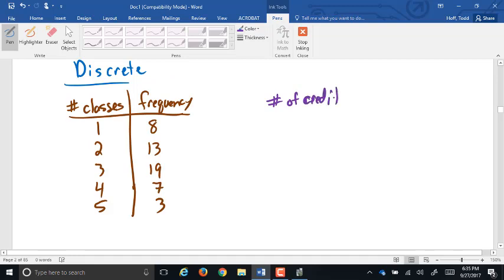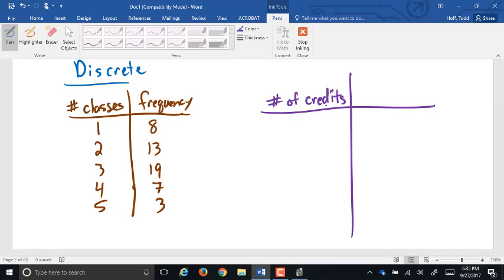If we change that question, though, rather than saying number of classes, and we asked for how many credits you're taking, well, we have students taking up to 19 or 20 credits. So going from 1 to 19, that's a lot of different numbers to list out. Probably more than we want to. So we might group them together. We might go 1 to 3.